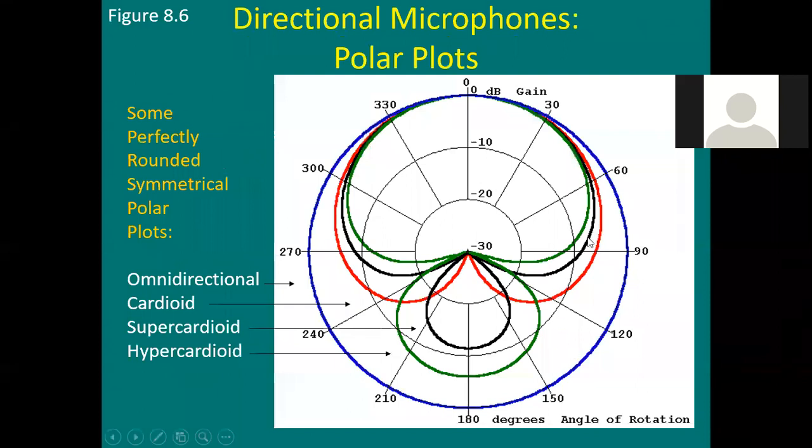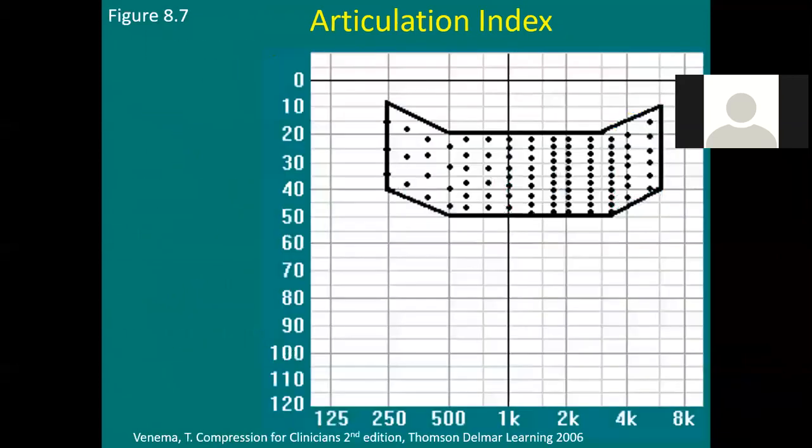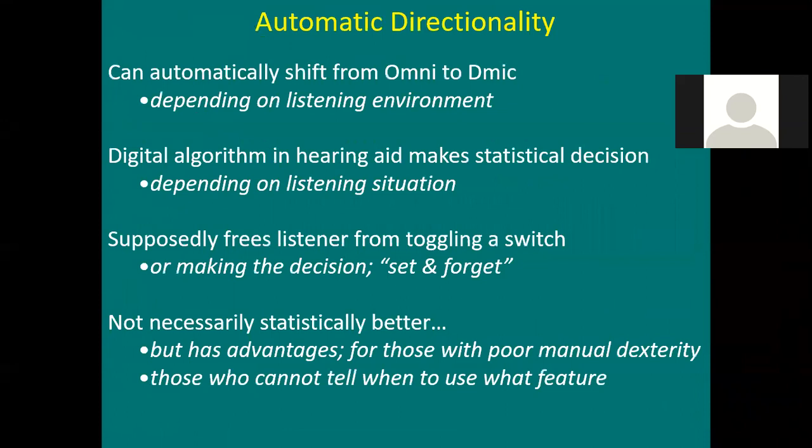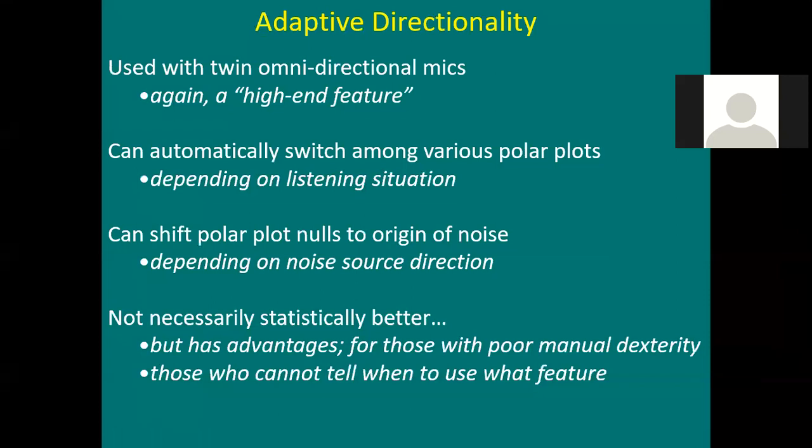Now the black one is a supercardioid and the green one's a hypercardioid. Notice that they're even less sensitive to sounds from the sides than the cardioid, but they're more sensitive to sounds from the rear. Another thing to notice about them is they have two nulls, one here and one here. Weird, huh? Anyway, don't worry about this so much. Basically, directional indexes are used to predict the signal-to-noise ratio improvement for speech that might be provided by a specific directional microphone. Another term to know is automatic directionality versus adaptive directionality.